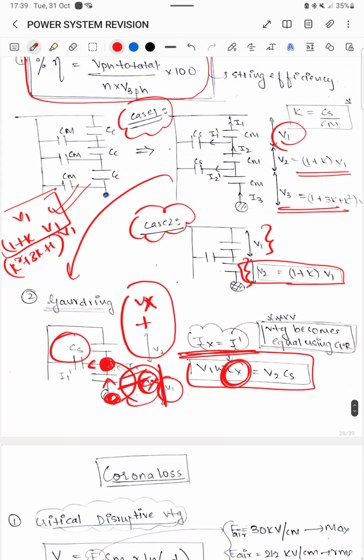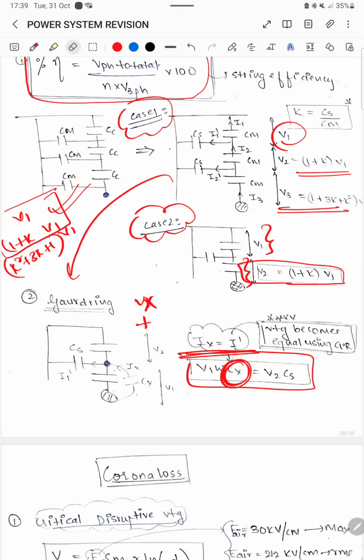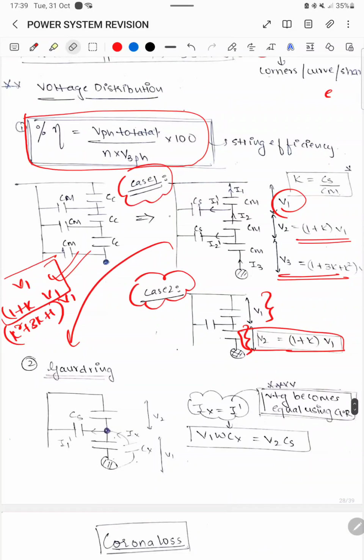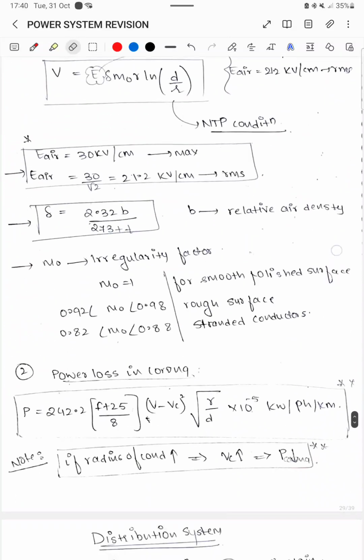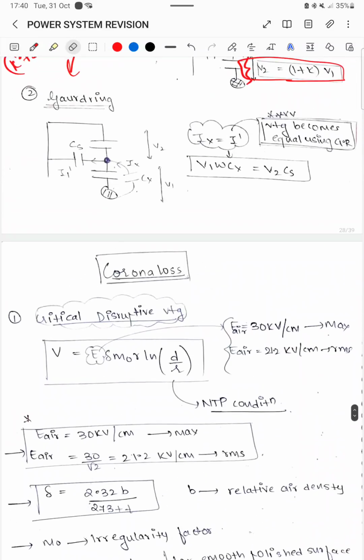Then we have seen that to overcome this uneven distribution of voltage, we follow the concept of guard ring, and we short two ends with a capacitor that makes both the voltages equal, so that the current through limb 1 and limb 2 is the same, which we can equate as shown in the example, and find the capacitance rating. Okay, so we will learn about corona and distribution system in the next chapter. Thank you.